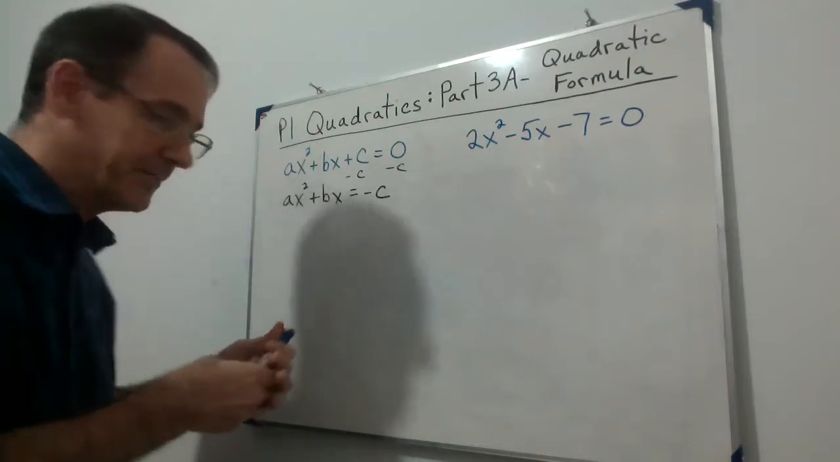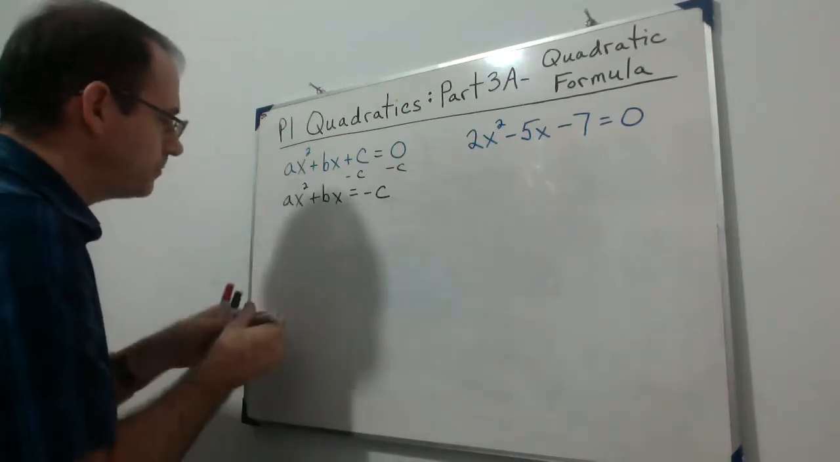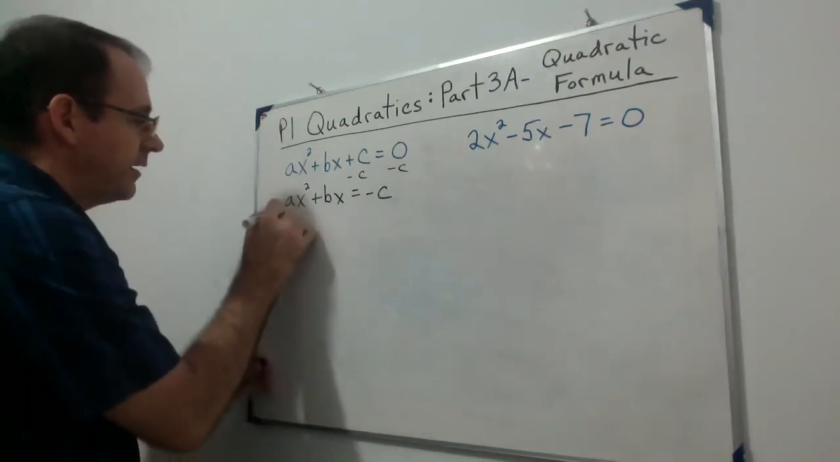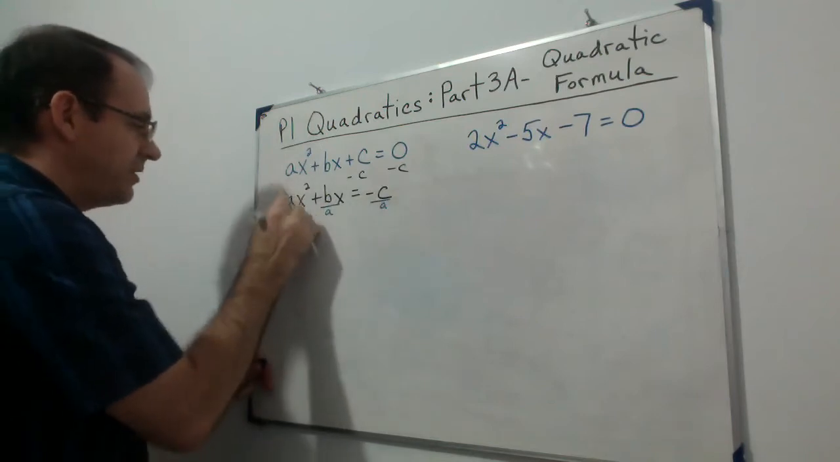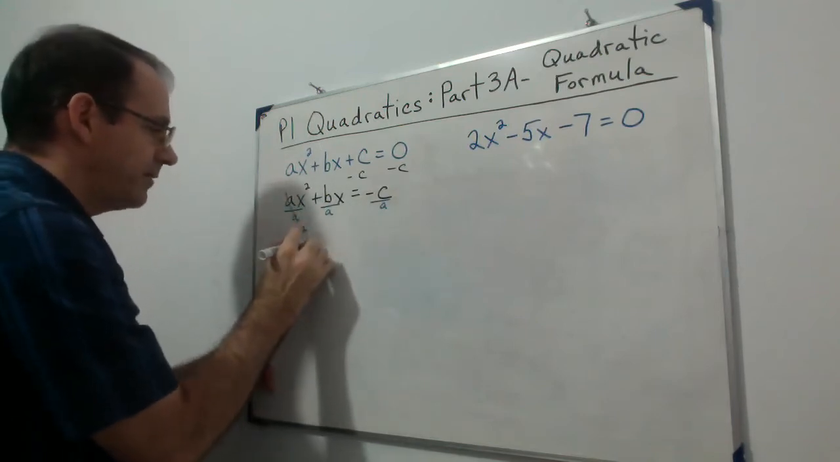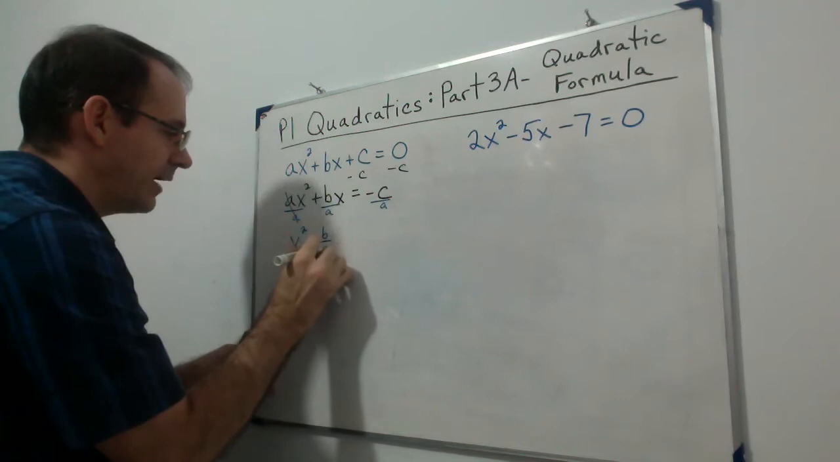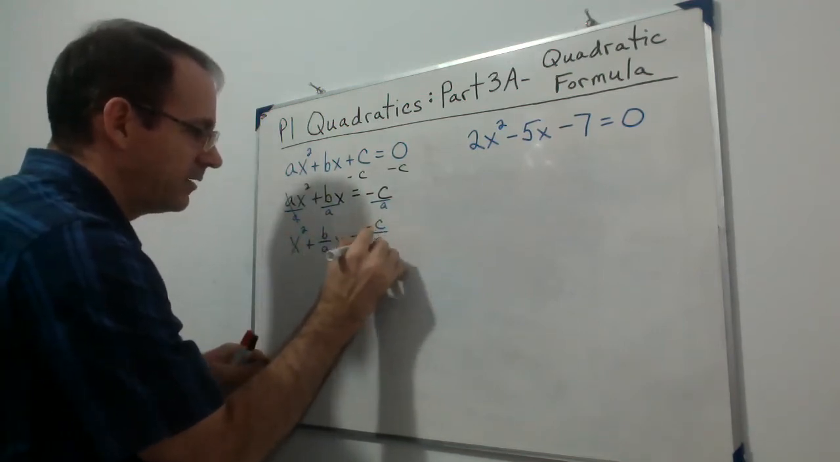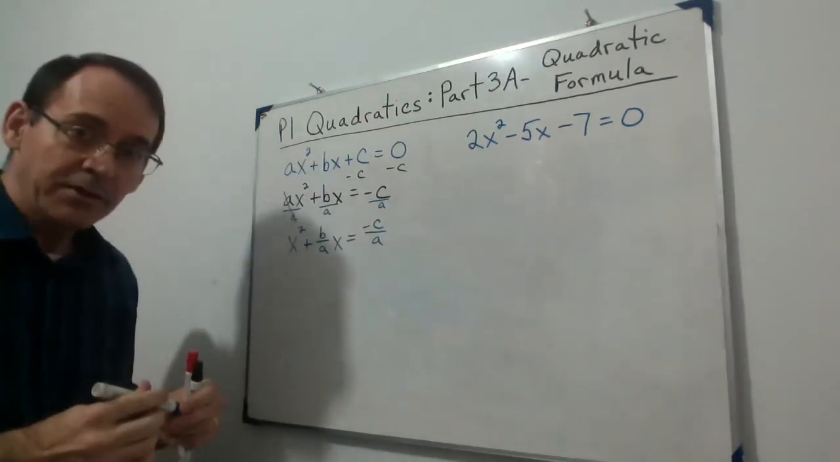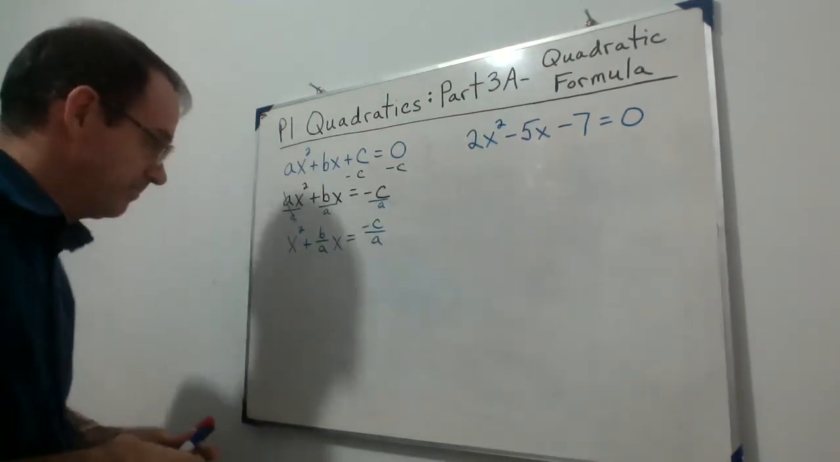It's still division. So if we divide it through, we end up with divide by A, divide by A, divide by A. So the A's cancel. We end up with x squared plus b over a x equals negative c over a. Okay, so that was following our complete the square.